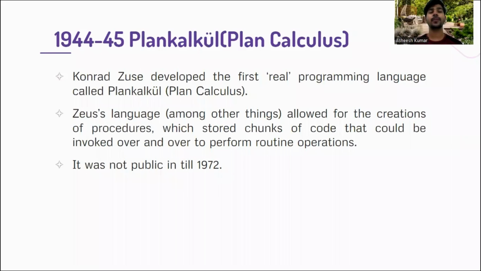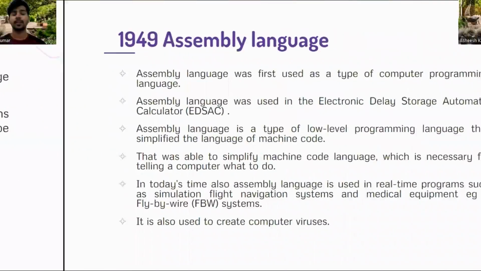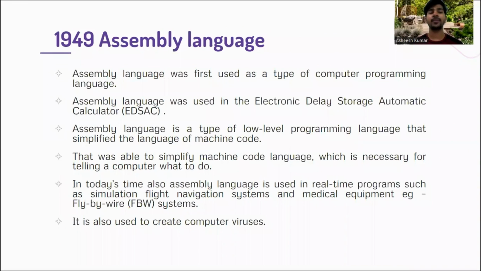After 1944, the next evolution in computer programming language came in 1949: assembly language. Assembly language was first used as a type of computer programming language. Assembly language was used in the Electronic Delay Storage Automatic Calculator, EDSAC. Assembly language is a type of low-level programming language that simplifies the language of the machines.